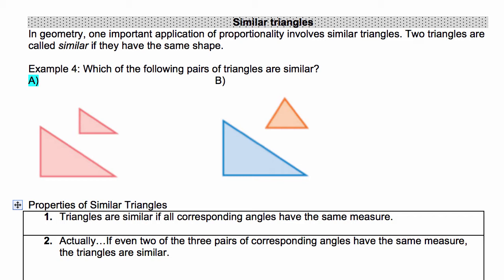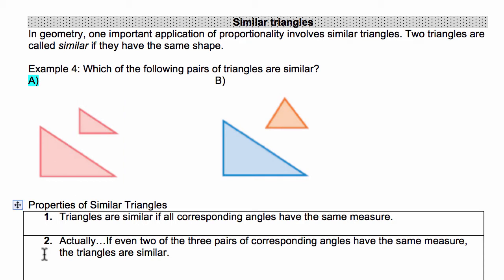The properties of similar triangles include the following. 1. Triangles are similar if all corresponding angles have the same measure. Therefore, to truly know if two triangles are similar, without just eyeballing their shape, we might measure each angle and show that corresponding angles have the same measure.